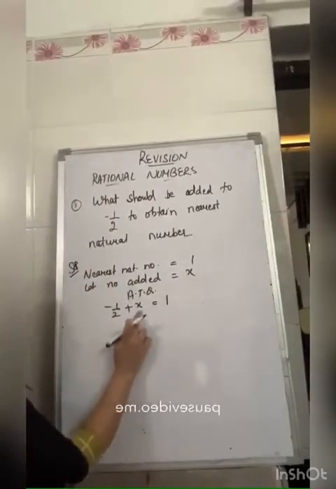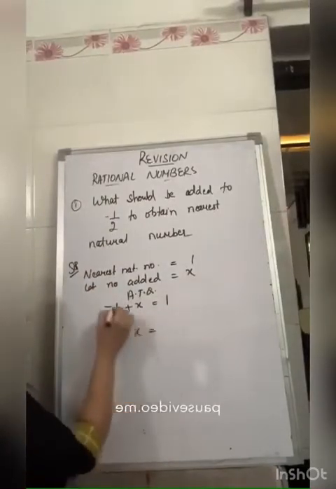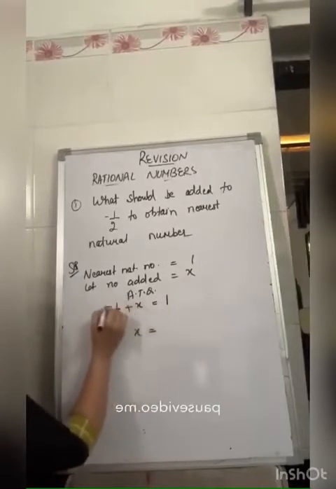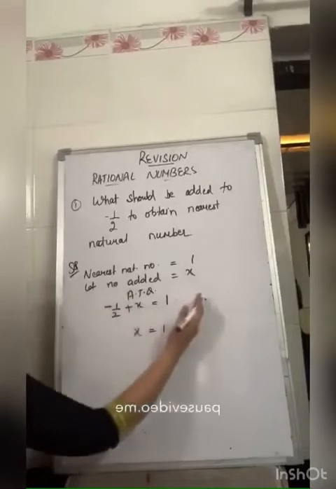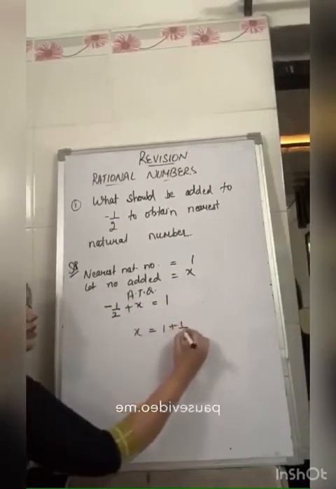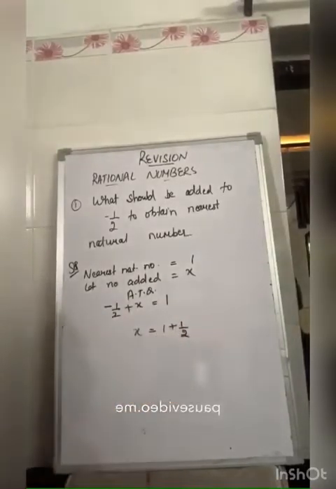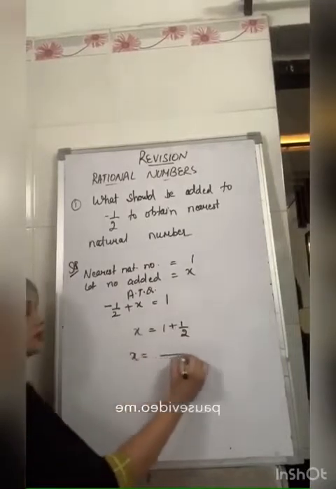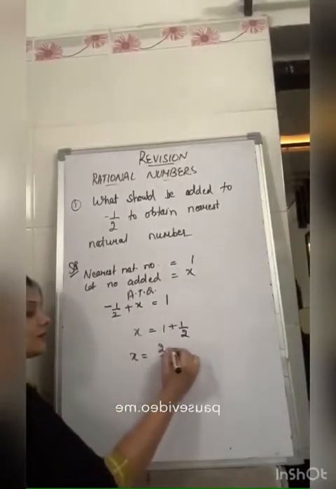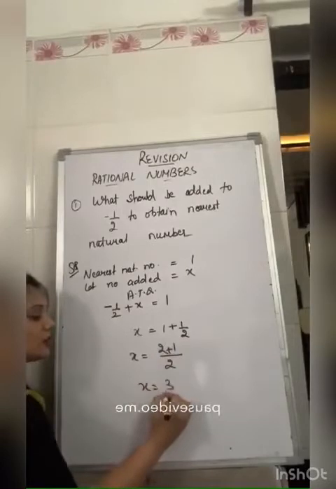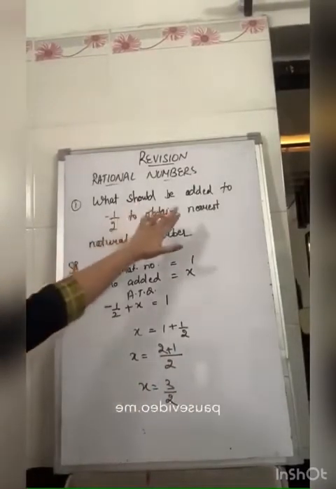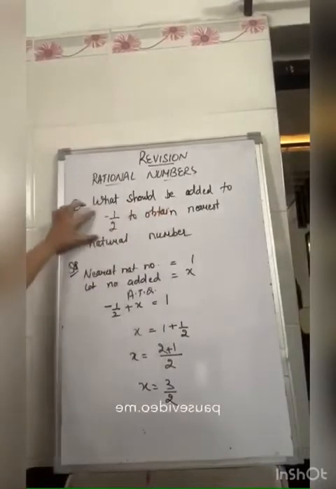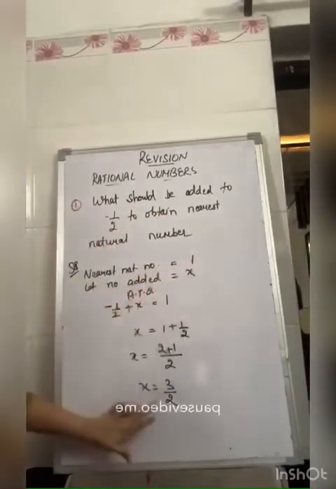Now we have to find this x. We can see this minus 1 by 2 is with a negative sign on the left hand side. When it moves to the right hand side, we will have plus 1 by 2. So now by taking the LCM, we get 3 by 2. So what should be the number which should be added to minus 1 by 2 to get 1? That is 3 by 2.